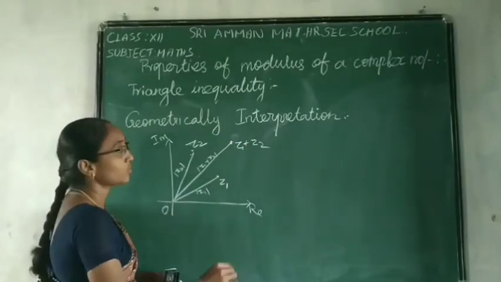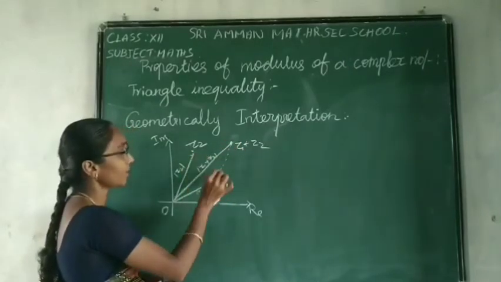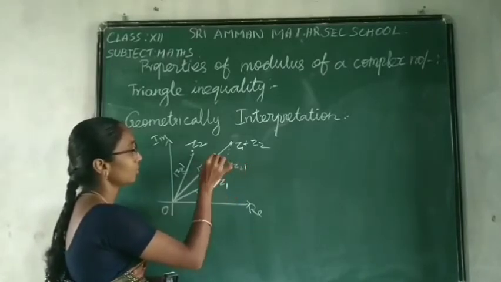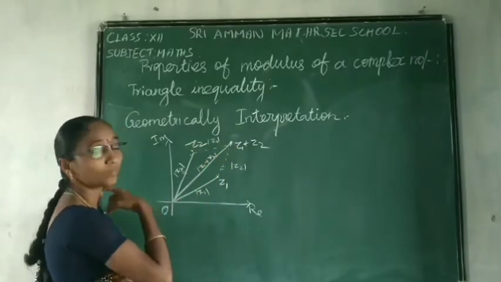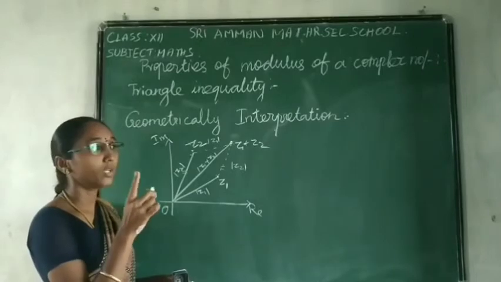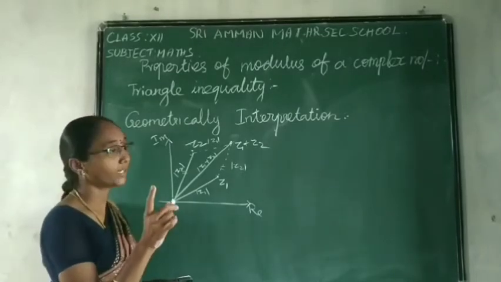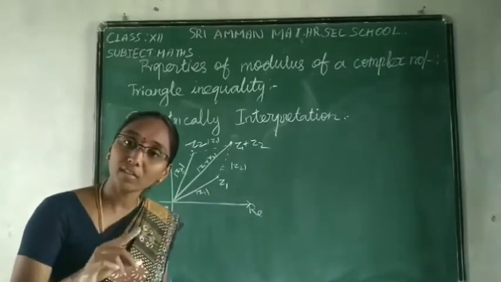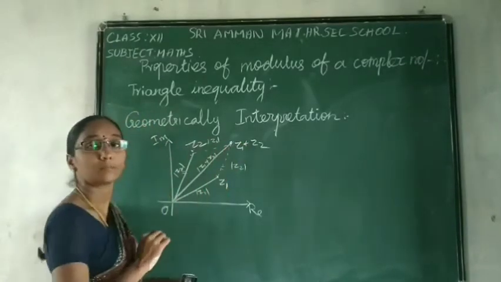Okay. Now I am joining Z1 and Z2. This length is equal to this, so these both are equal to modulus of Z2. This also is equal to modulus of Z1. Okay, it looks like that. You already know that in any triangle, the sum of the lengths of any two sides is greater than the other side.